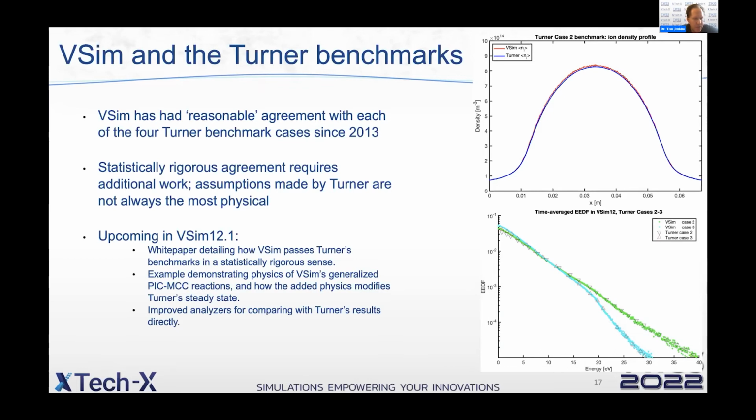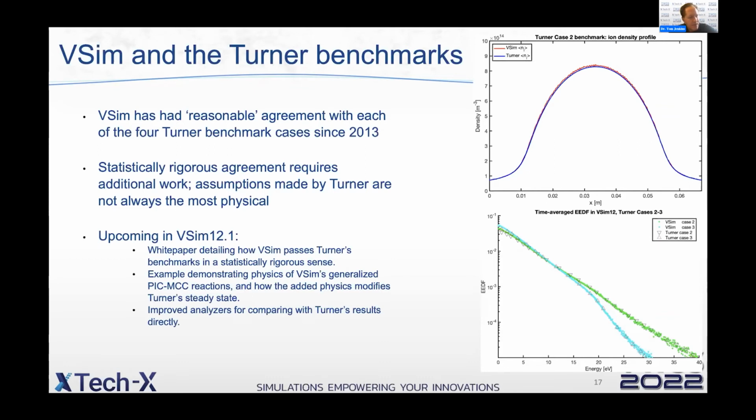Statistically, to match Turner's benchmark, there's some extra work that needs to be done. Some of the assumptions made by Turner are not quite physical. For example, the partitioning of energy in an ionization collision: how much energy goes to the ion, how much energy goes to the two electrons, how that's distributed and such. VSim has quite a complicated model for that coming out of the plasma literature.